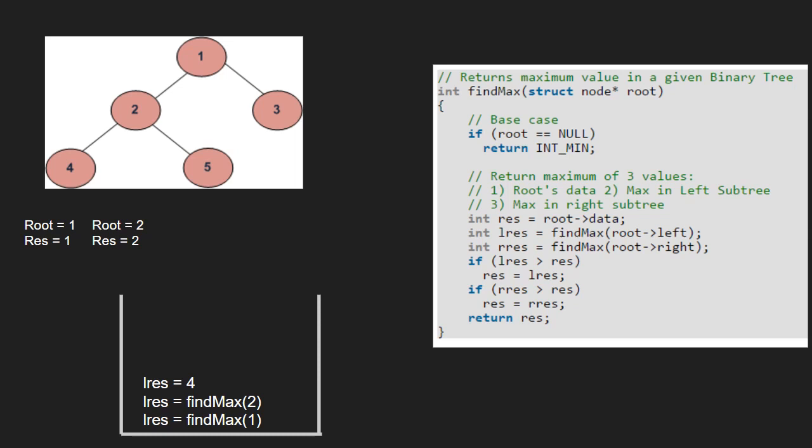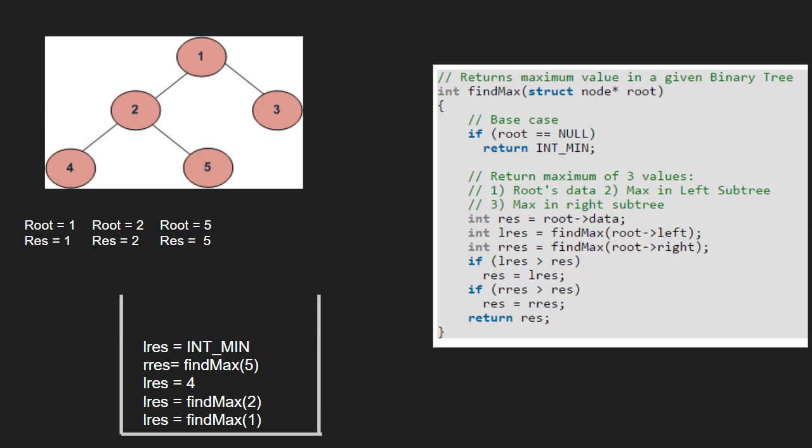We continue execution for node 2 and pass the right child of node 2, which is 5. So, root will now point to 5. We check if root is null. Since it is not, we store root's data into res. So, res will be equal to 5. Again, we call the left subtree of node 5. So, we pass null. Since root is null, we return int min.